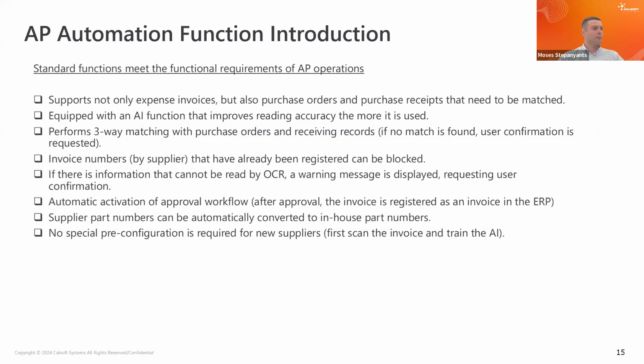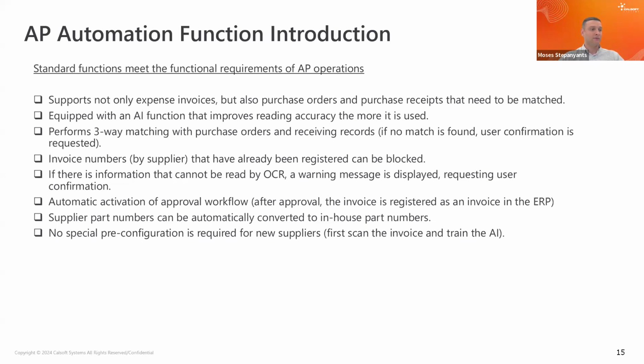Let's move forward. So here's a list of standard functions that can help meet the requirements of AP operations. AP automation supports not only imported expense invoices, but also POs and purchase receipts that need to be matched within an ERP system. It is equipped with AI functionality that helps improve accuracy the more it is used and the more you scan documents through the solution. It allows for three-way matching with purchase orders and receiving records.